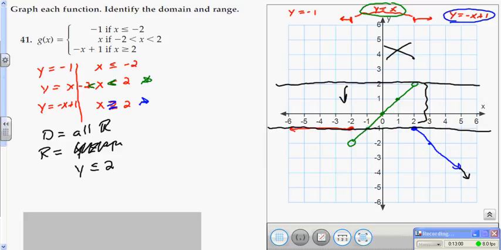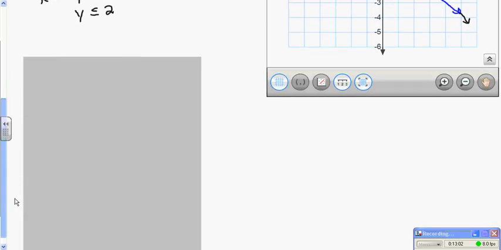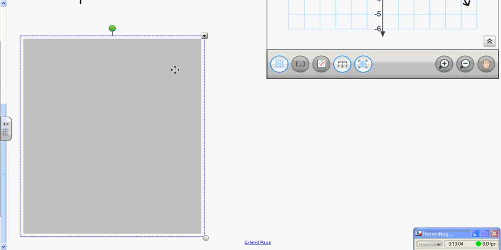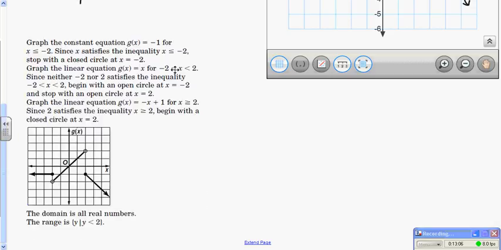Let's check that real quick. Make sure we got the right answer. And that's what we have. So domain is all reals, and y is less than or equal to 2. And I'm looking at this piece right here. And that's it. I hope it's helpful and it gets you through some of your assignment. And I'll take more questions later.